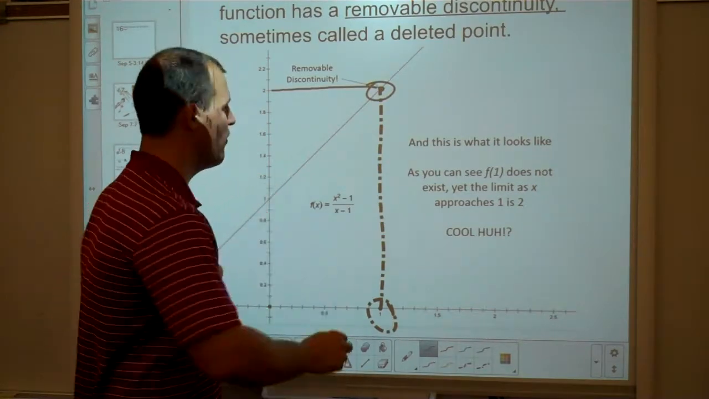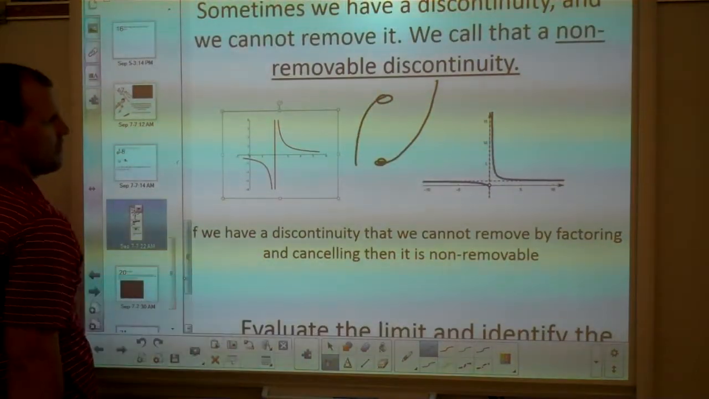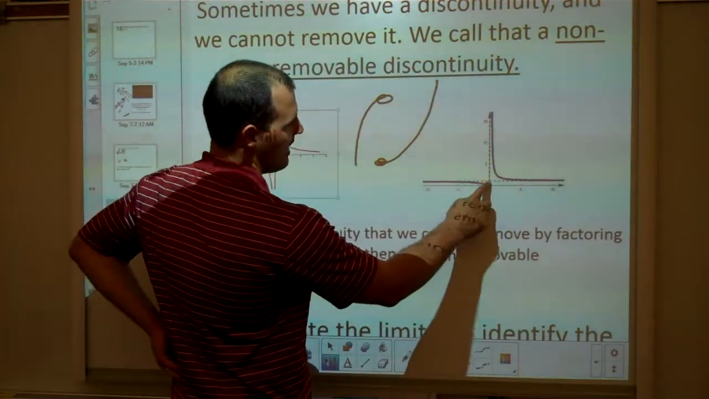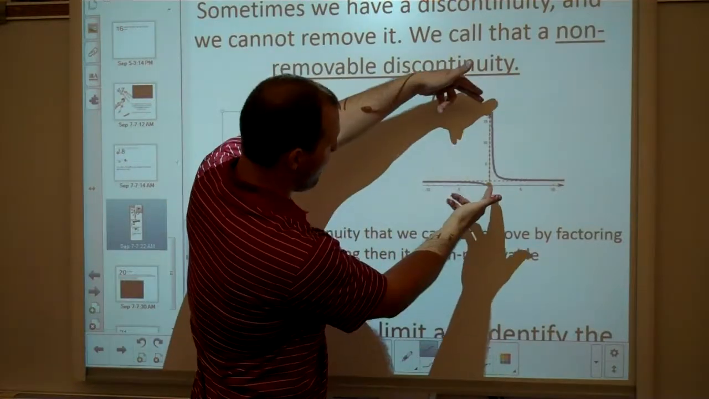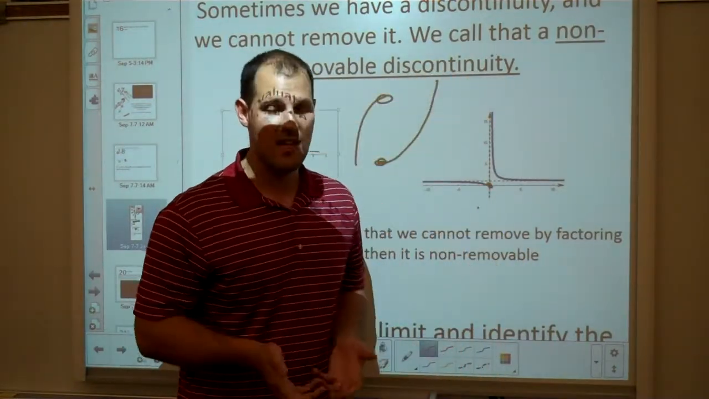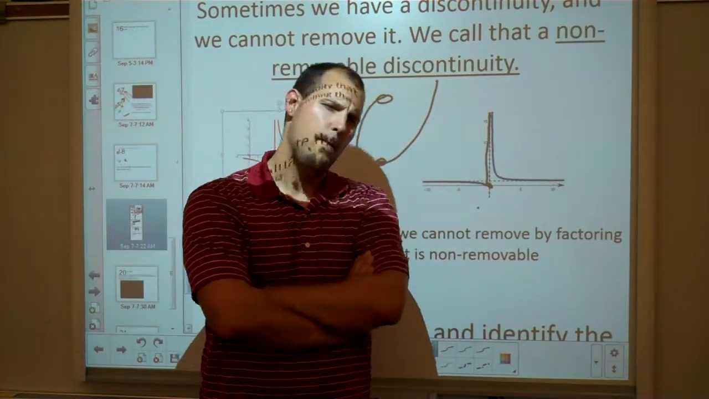But in a removable discontinuity, there is no single point that you can place on the graph that would fix it. So check this out. I can put in a dot right there. I did not just make that continuous. There's still a massive gap in between those points, and there's nothing I can do to fix it short of drawing a vertical line. But wait a minute.